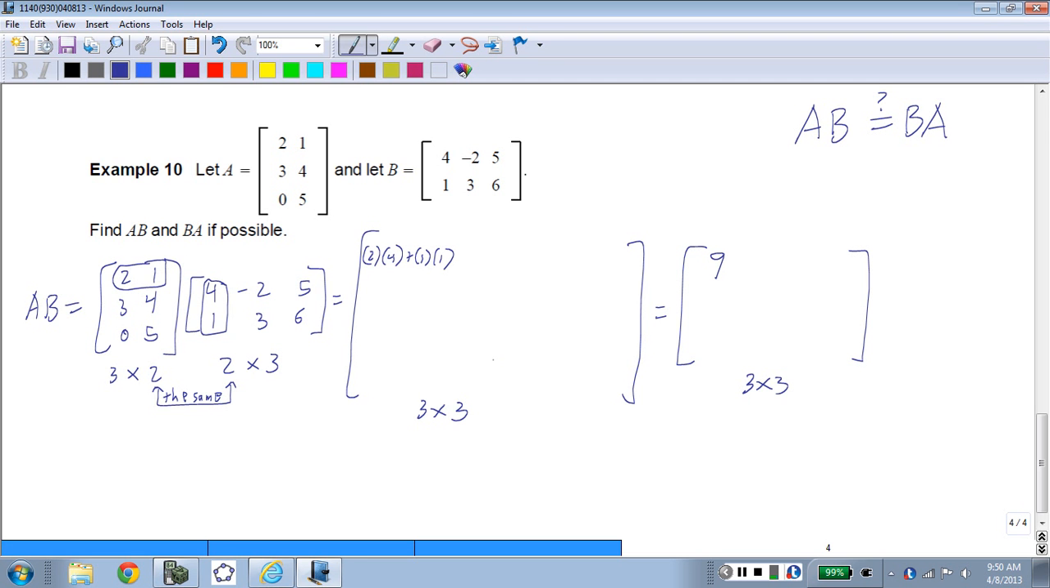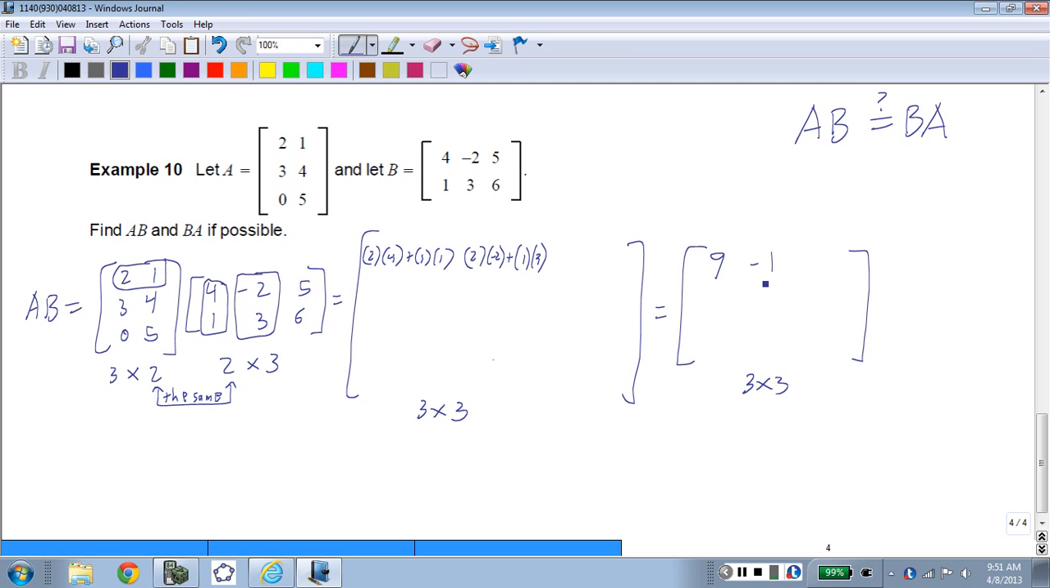When you multiply row 1 of the matrix on the left by column 1 of the matrix on the right, we get 9. Then we multiply row 1 of the matrix on the left by column 2 of the matrix on the right. We're going to take the 2 multiplied by negative 2 and add that to whatever 1 times 3 is. We get the single entry in row 1, column 2 of the product matrix, and it's negative 4 plus 3. That's negative 1.